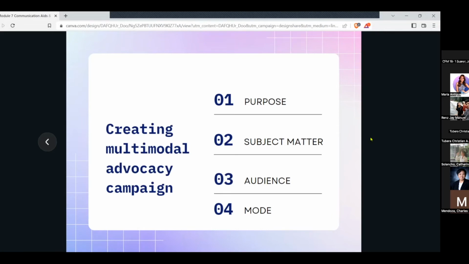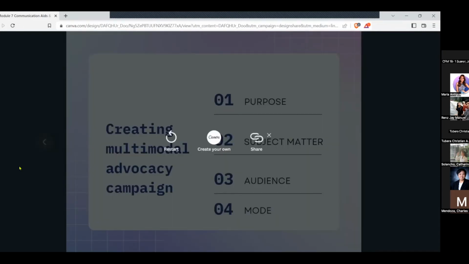Okay. So we are going to create now a multimodal advocacy campaign. Remember, the manner by which you will create your multimodal text largely depends now on how effectively and creatively, no? Dapat creative. You convey your message through these different modes which you will use in the text. Right? Also, how do these multiple modes work together?